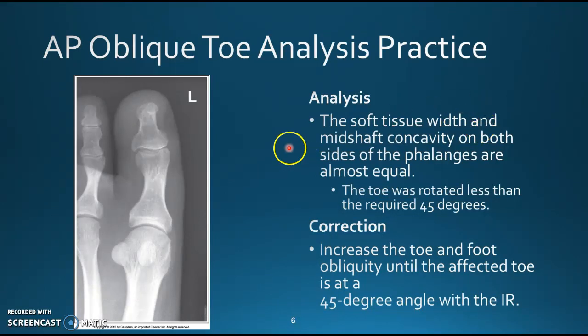So looking at this oblique toe, we can evaluate this first digit with the soft tissue width on both sides. We have nearly equal concavity and equal soft tissue on either side of the phalanx. This toe was not rotated enough in a 45-degree rotation. So in order to correct this, you would increase the rotation medially to a 45-degree rotation of the metatarsal phalangeal joints and the IP joint.